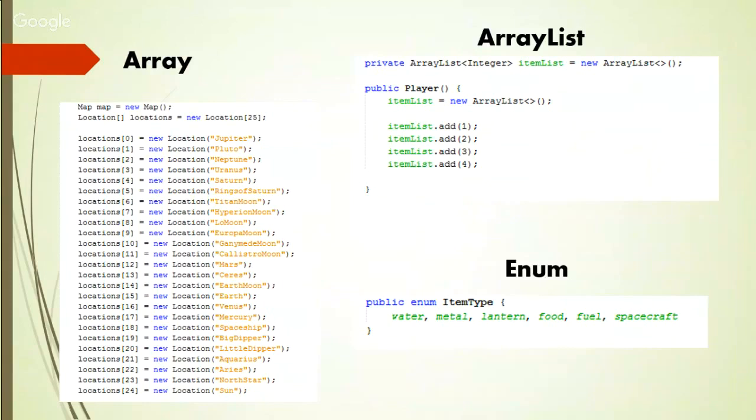constant. For this game, the item types are water, metal, land, or food. You can use this in the game.